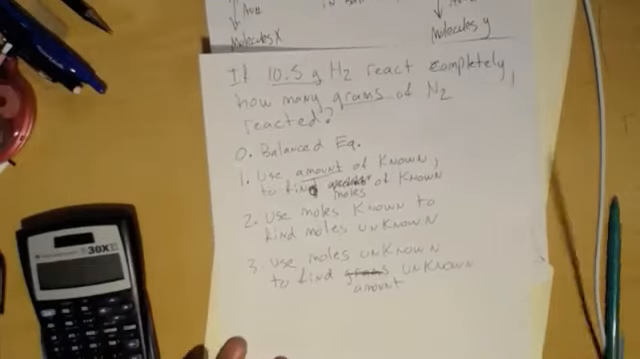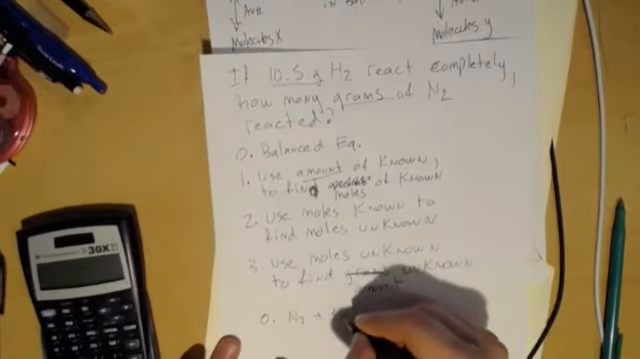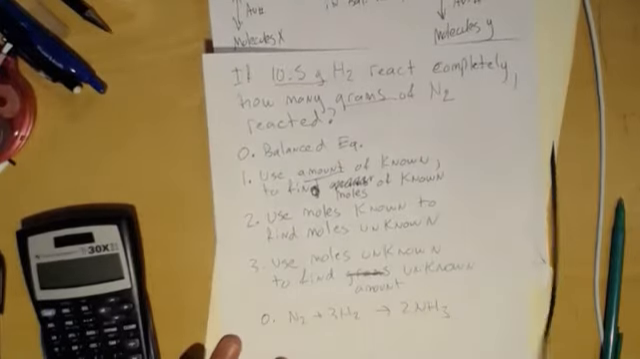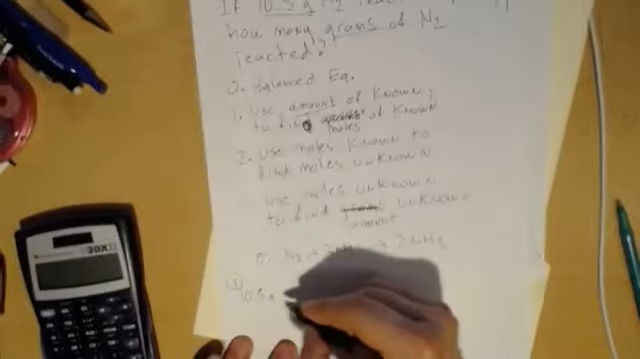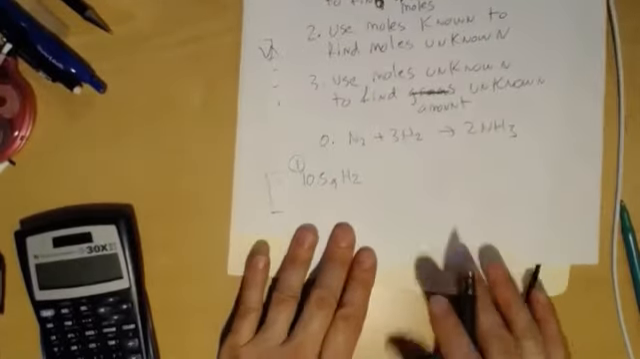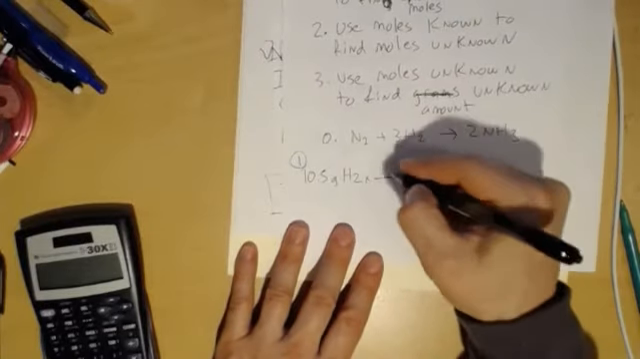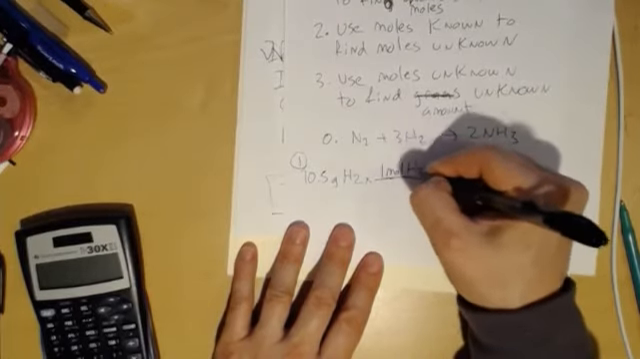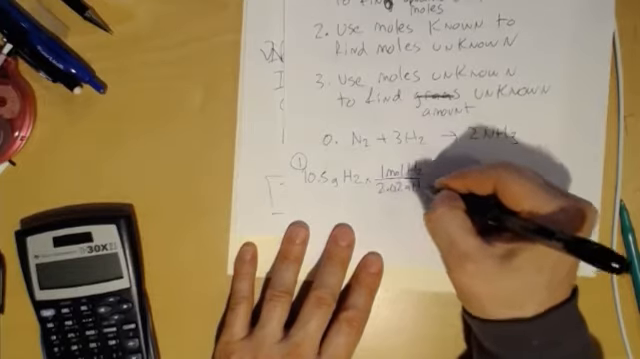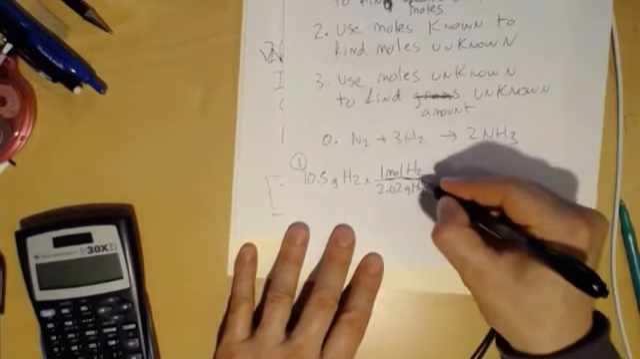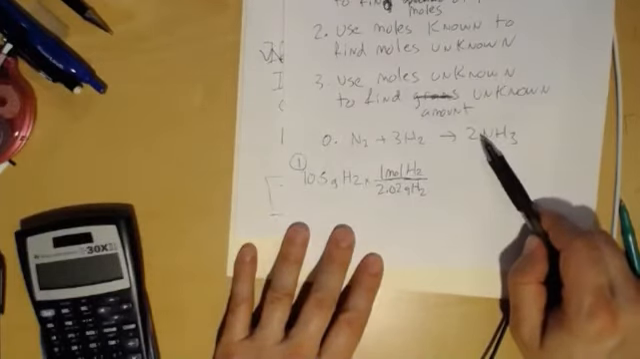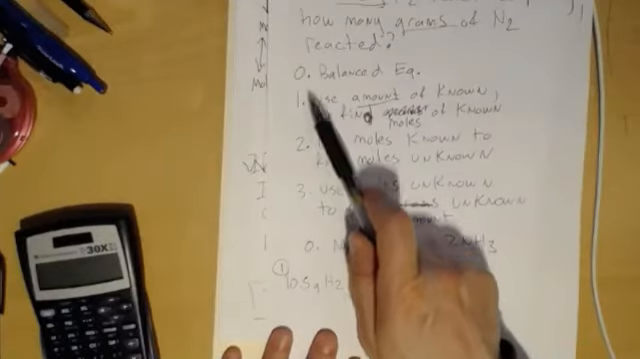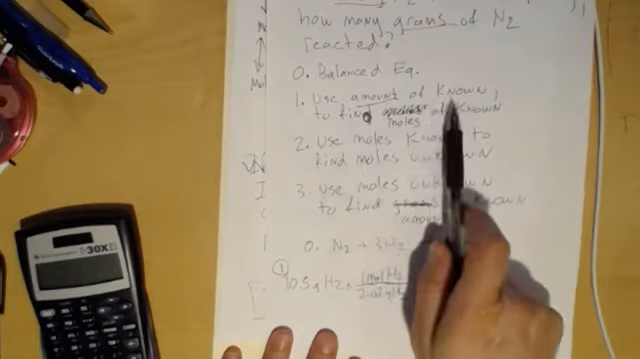So step 0 would be N2 plus 3H2 goes to 2NH3, balanced equation. Step 1, I had 10.5 grams of hydrogen, times 1 mole of hydrogen over 2.02 grams of hydrogen. Did you guys need to see me calculate the molar mass of H2, or is that okay? Are you on step 0 or step 1? I'm sorry. So step 0 is the balanced equation. Step 1, use amount of the known to find moles of the known.